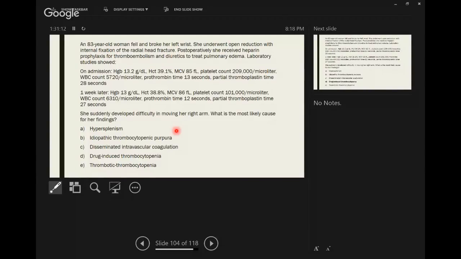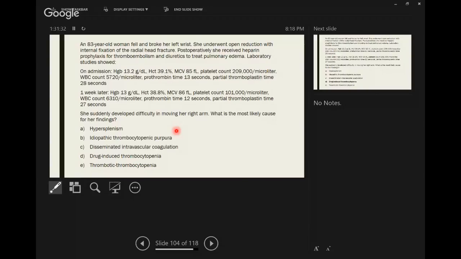One week later, her hemoglobin's the same, her hematocrit's the same, her MCV is the same, so that's all good. Her platelet count is half, and it is low. Her white blood count's essentially the same. Her prothrombin time's essentially the same, and her PTT is essentially the same.